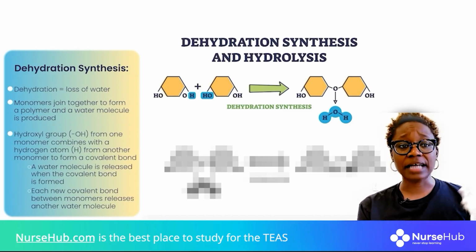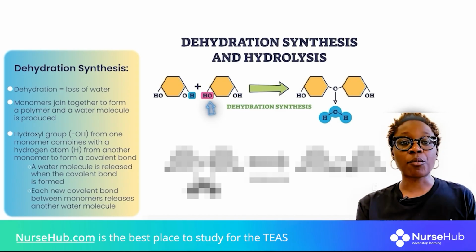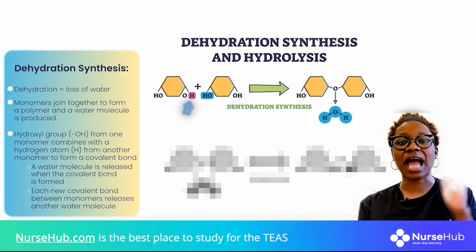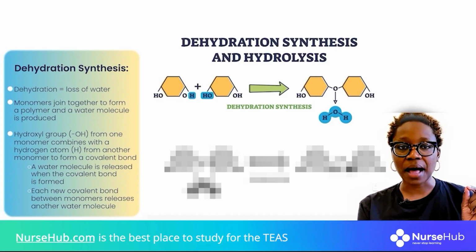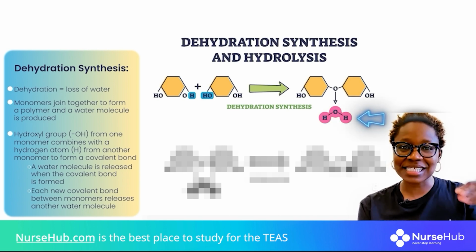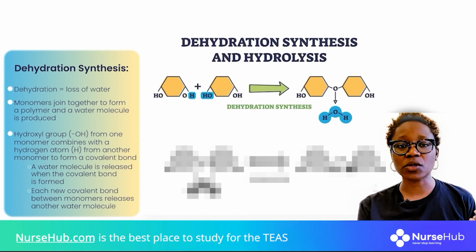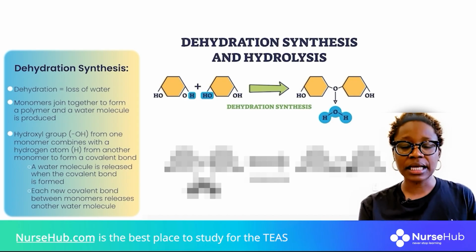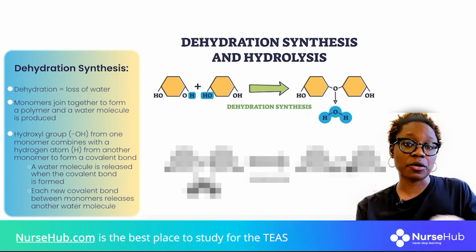During the reaction, a hydroxyl group, so remember that's like the hyphen OH, from one monomer combines with the hydrogen atom from another monomer. It creates a covalent bond, and this bond formation releases a water molecule. That's the dehydration part. This reaction occurs repeatedly, resulting in the formation of a polymer, with the elimination of water molecules each time a bond is formed.